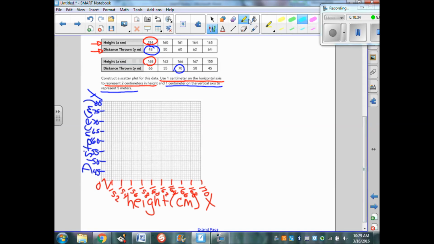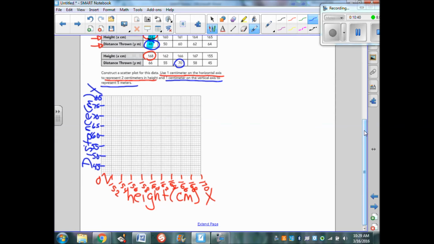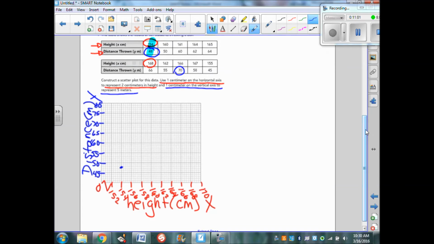So my first point is 154, 48. So 154 and then 48. Well, 48 is not on my graph, but I go from 45 to 50 if you count in between. So 154, 46, 47, 48 should be right there. It says 49, and then that line is 50. Okay. And now the next one is 160, 50. Next point I'm going to plot: 160, and they threw 50. Okay, so go ahead and pause the video, plot all the rest of those points, and then come back.